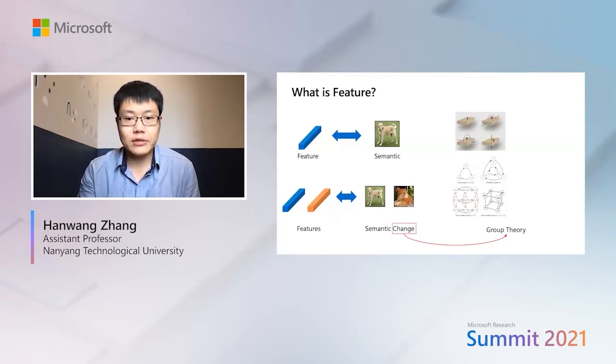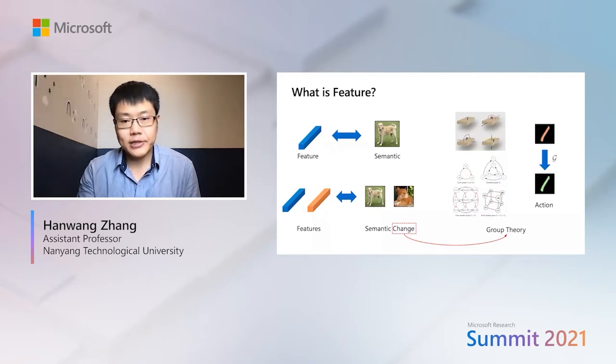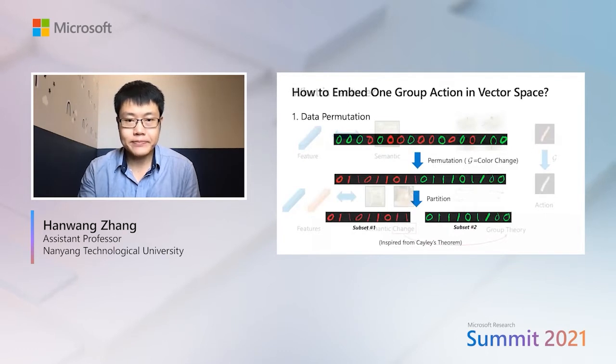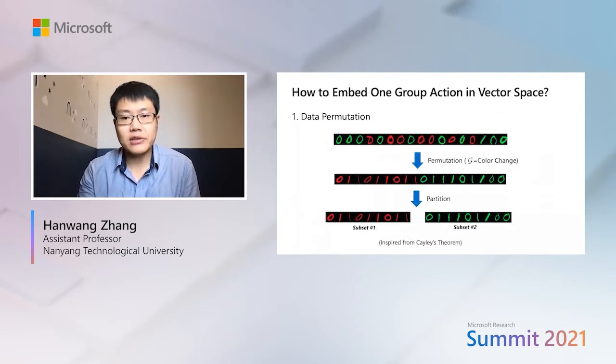For simplicity, you can consider the group as a set of verbs acting on these images. For example, a group action can be painting an image from red to green. So, how to embed this group action? We first start from one group action and still use the color change as the example. The key is to first collect the training data affected by the group action.